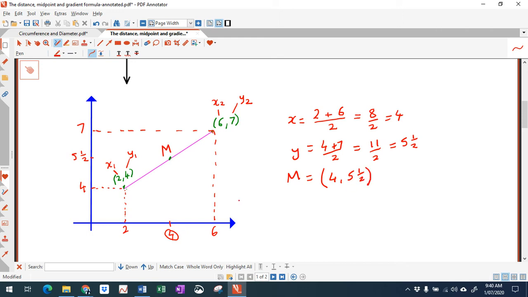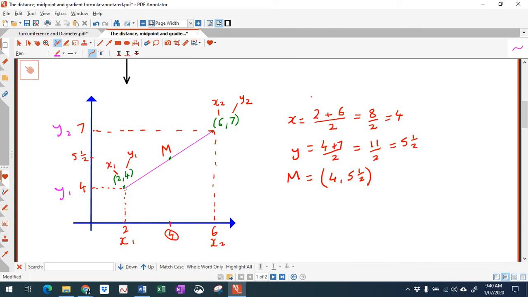Now we did that last year. Now we're going to use the same diagram now to work out a new formula. Now, firstly, let's think about this. The 2 and the 6 here, what are they? The 2 and the 6, that's x1, and this is x2. Okay, and the 4 is y1 and the 7 is y2.